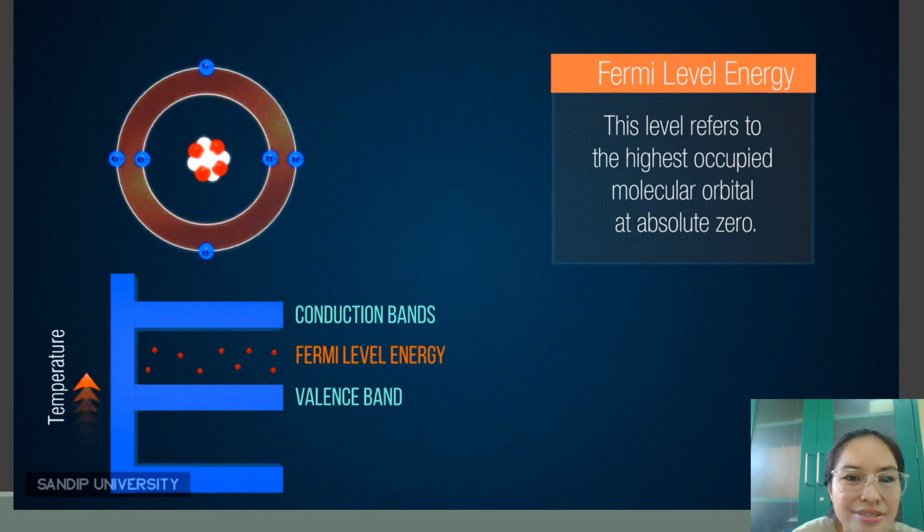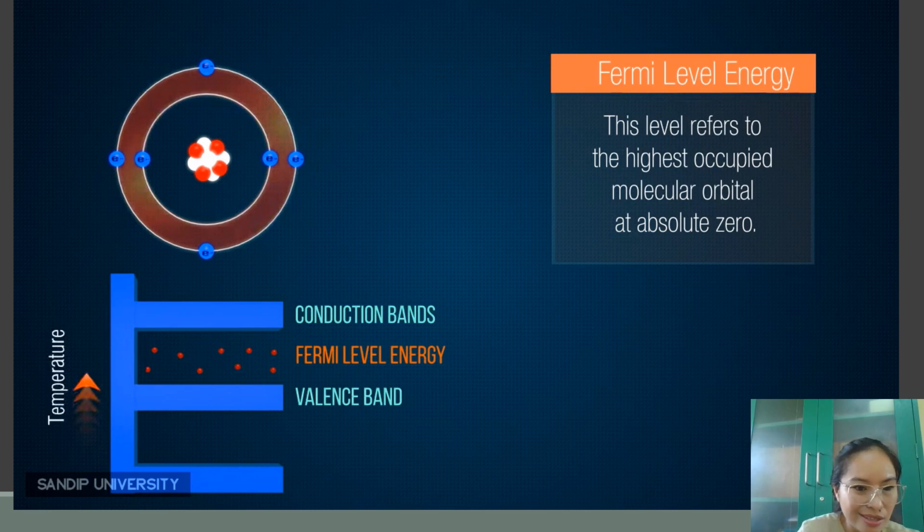The Fermi level is the energy level at which the probability of finding an electron is 50% at absolute zero temperature. It plays a crucial role in determining the electrical properties of materials. Like in metals, the Fermi level lies within the conduction band, while in semiconductors and insulators, it lies within the band gap, or the forbidden band gap.